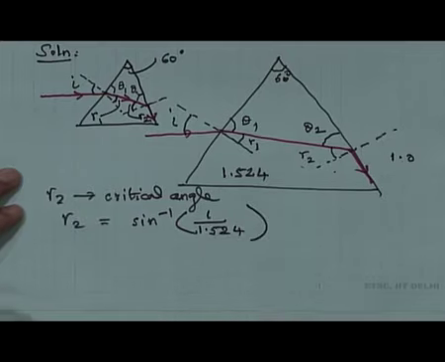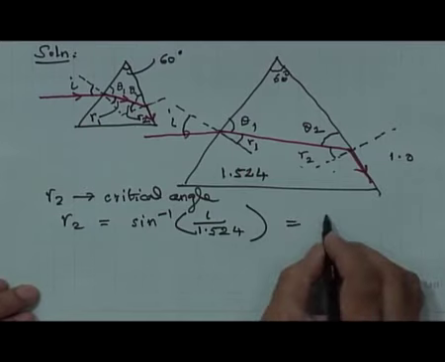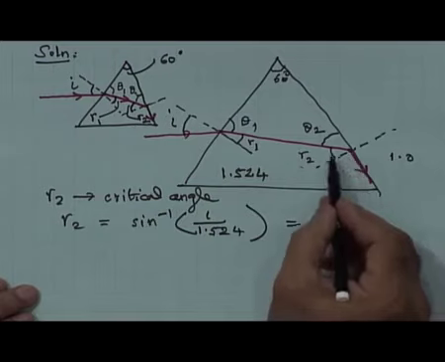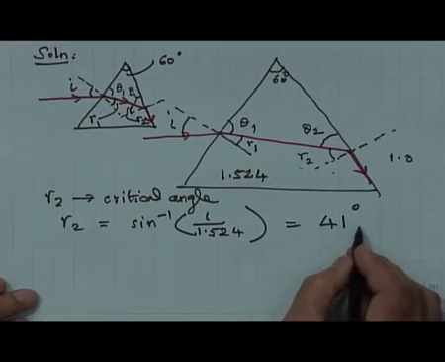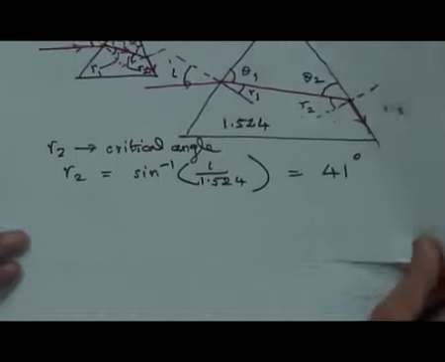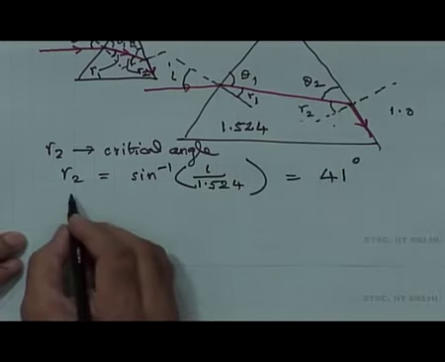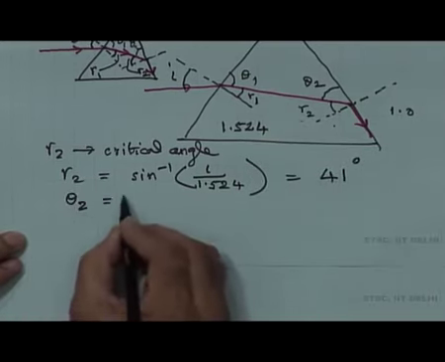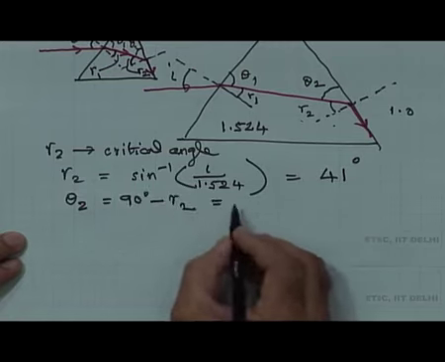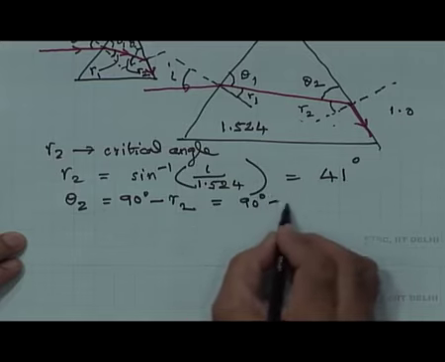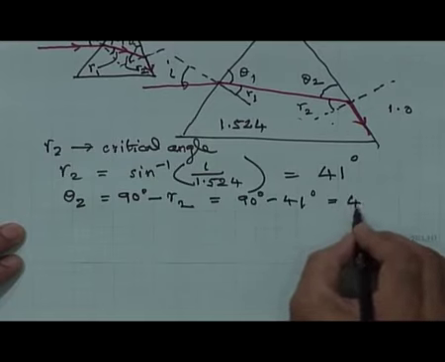If you calculate this, this will come out to be 41 degree, because we have already seen that the critical angle is about 41 degree. So, this is 41 degree, actually 41 point something like that. So, we have got R 2. Once we know R 2, we can find out theta 2, because theta 2 now is equal to 90 degree minus R 2, which is equal to 90 degree minus 41 degree, which is equal to 49 degrees.